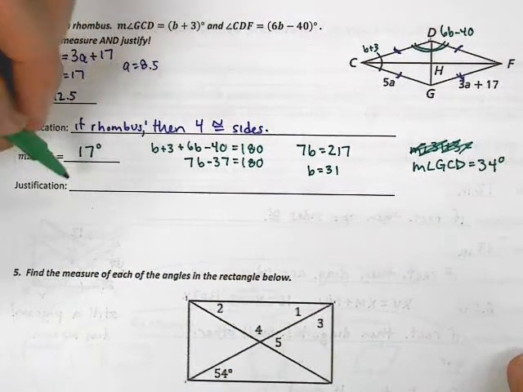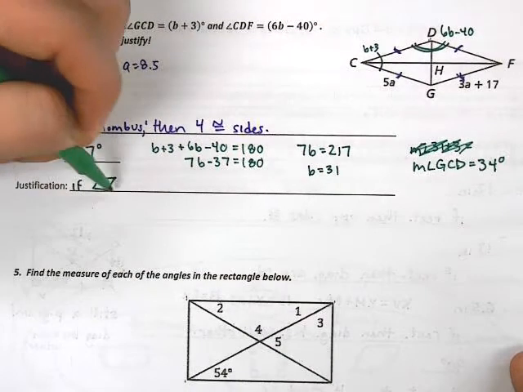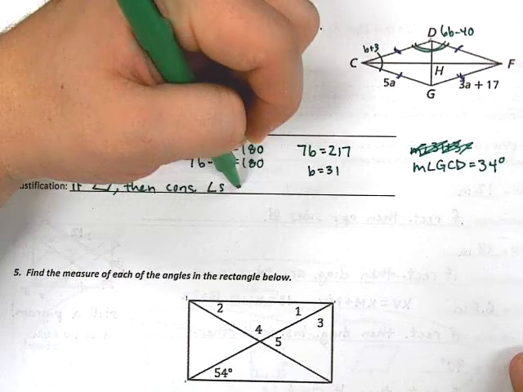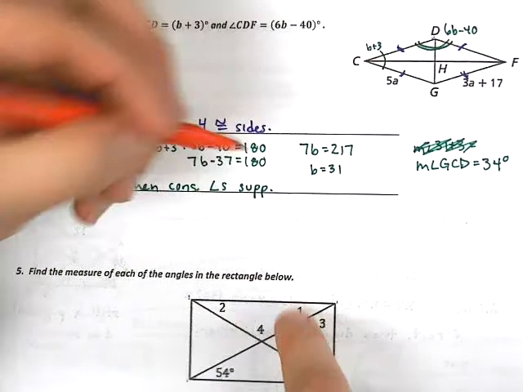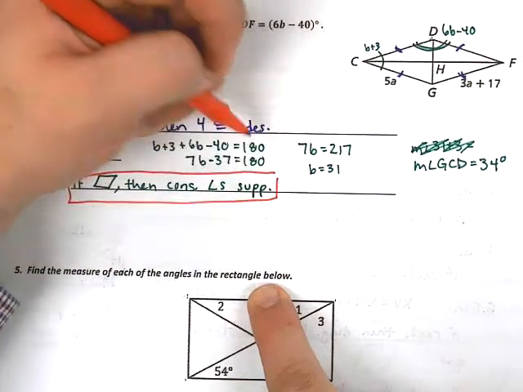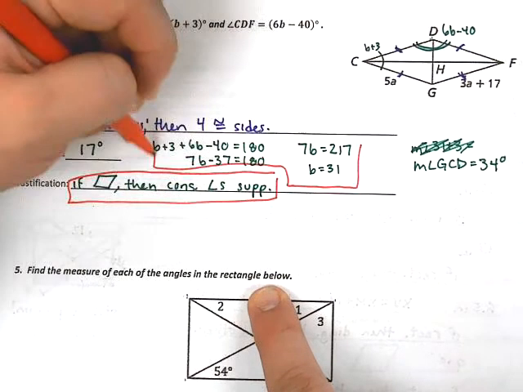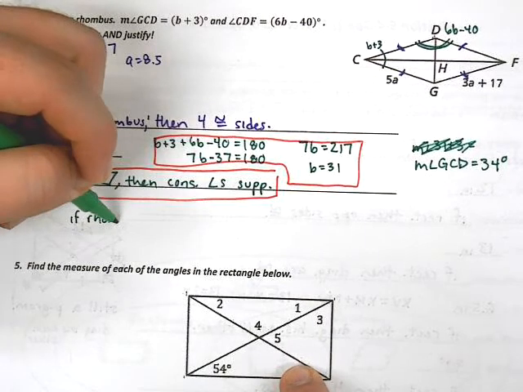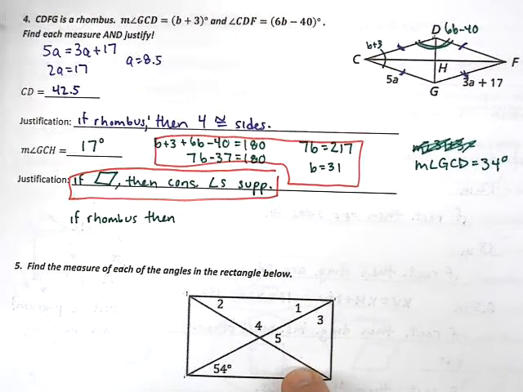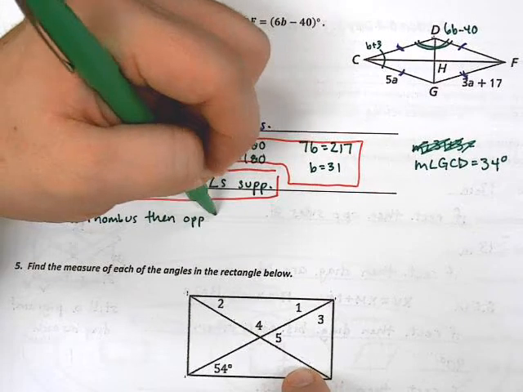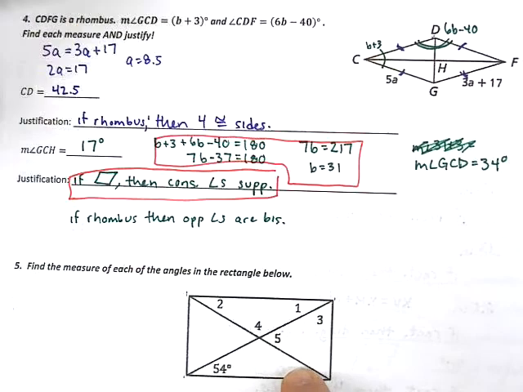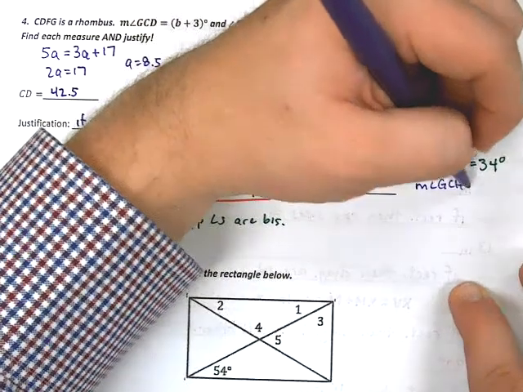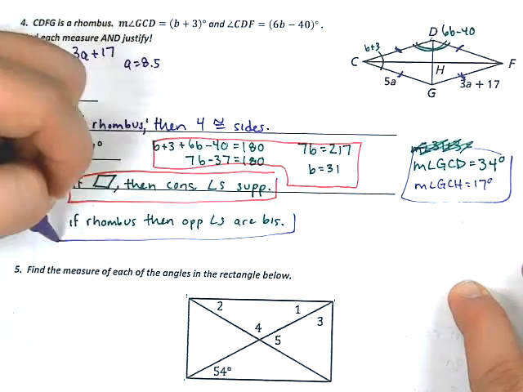And I can use a couple of things. I can say if parallelogram, then consecutive angles supplementary. And I use that. Why? Because I need to be able to get this part. And then my other justification is if rhombus, then opposite angles are bisected. And that I'll put in purple. Measure of GCH equals 17. And I know that from my purple explanation.